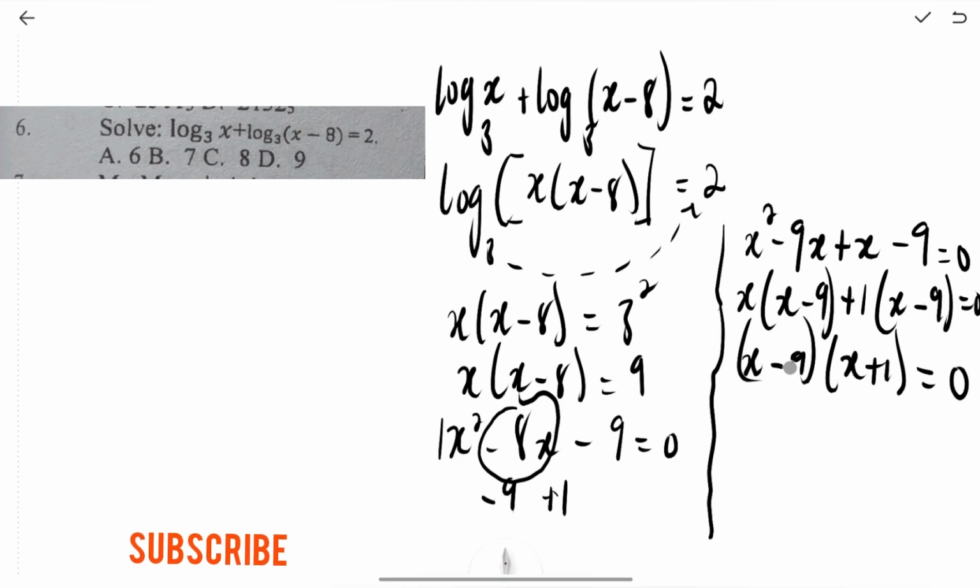Now we're going to solve it. So let's close this other bracket. Let's assume x plus 1 is not there.